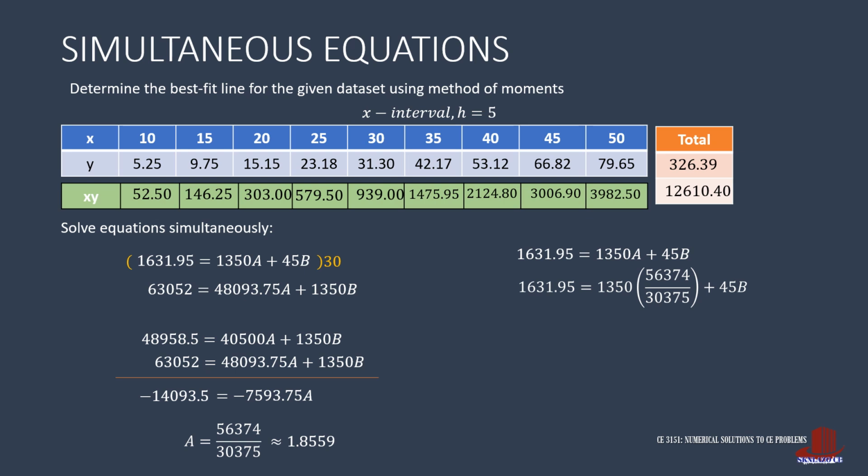Then add 45b. By transposing the right term, the function then becomes negative 157,241 upon 180, which is equal to 45b. So b is solved as negative 19.4125. Finally, the best fit line for this problem is y as equal to 1.8559x minus 19.4125.